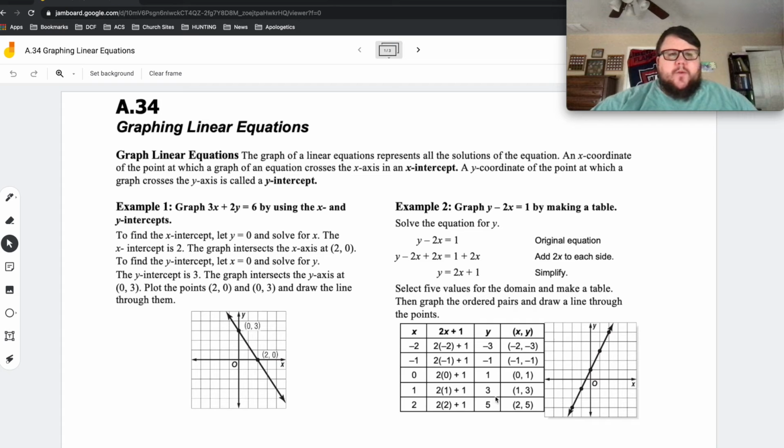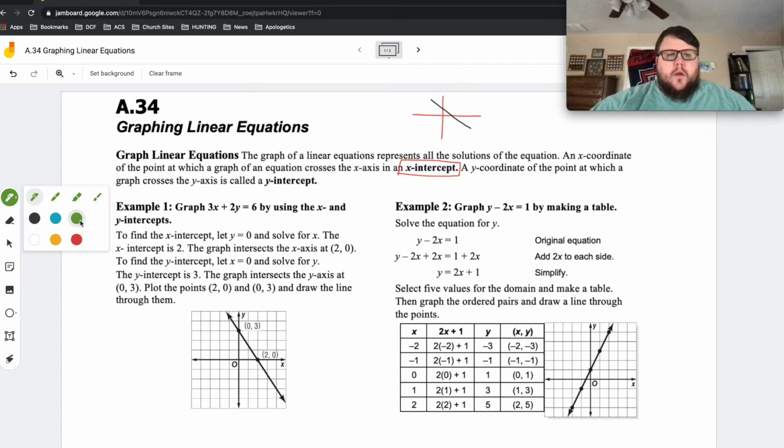Today we're going to be doing graphing linear equations. The graph of a linear equation represents all the solutions of the equation. The x-coordinate of the point at which the graph of an equation crosses the x-axis is called the x-intercept. So we have a coordinate plane and we have our line.